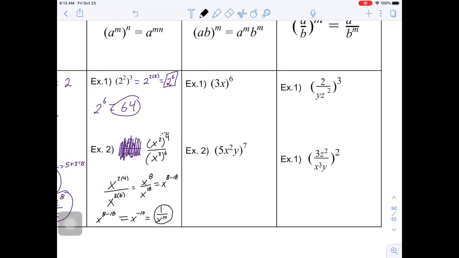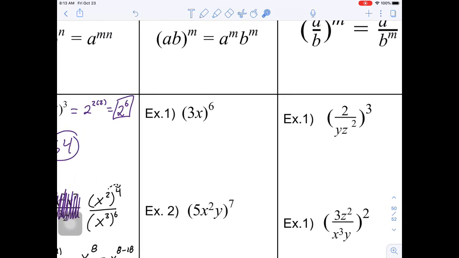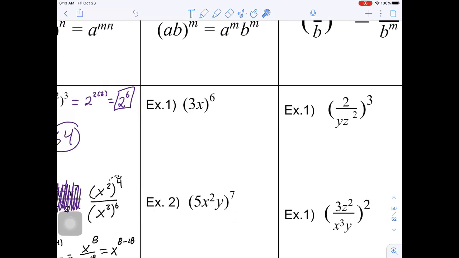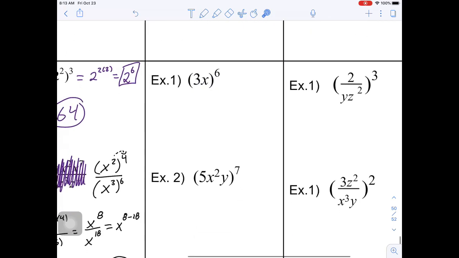Okay, let's move on to this rule here. So this is known as the power of a product. So when you have two numbers multiplying each other to the power of m, you simply just bring in your exponent and multiply a to the power of m and b to the power of m. Okay, so each thing gets applied to that exponent. This only occurs when you have brackets, okay?